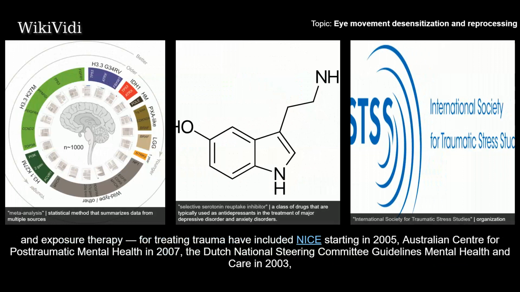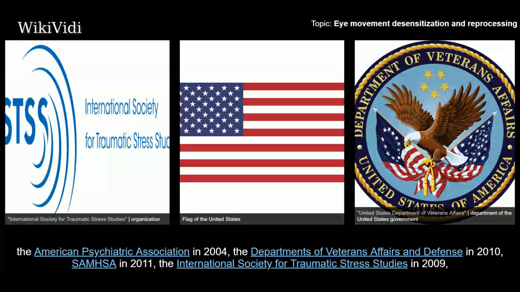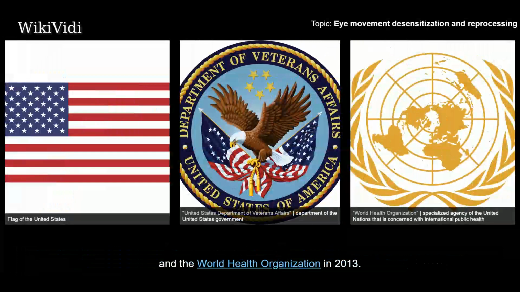starting in 2005, Australian Centre for Post-Traumatic Mental Health in 2007, the Dutch National Steering Committee Guidelines Mental Health and Care in 2003, the American Psychiatric Association in 2004, the Departments of Veterans Affairs and Defense in 2010, SVSA in 2011, the International Society for Traumatic Stress Studies in 2009, and the World Health Organization in 2013.